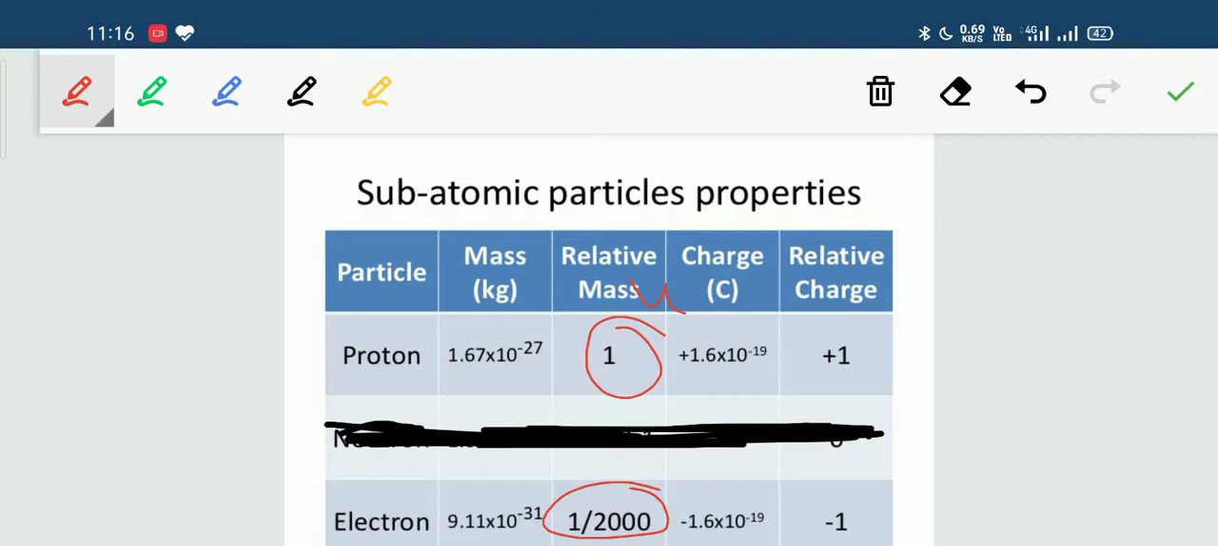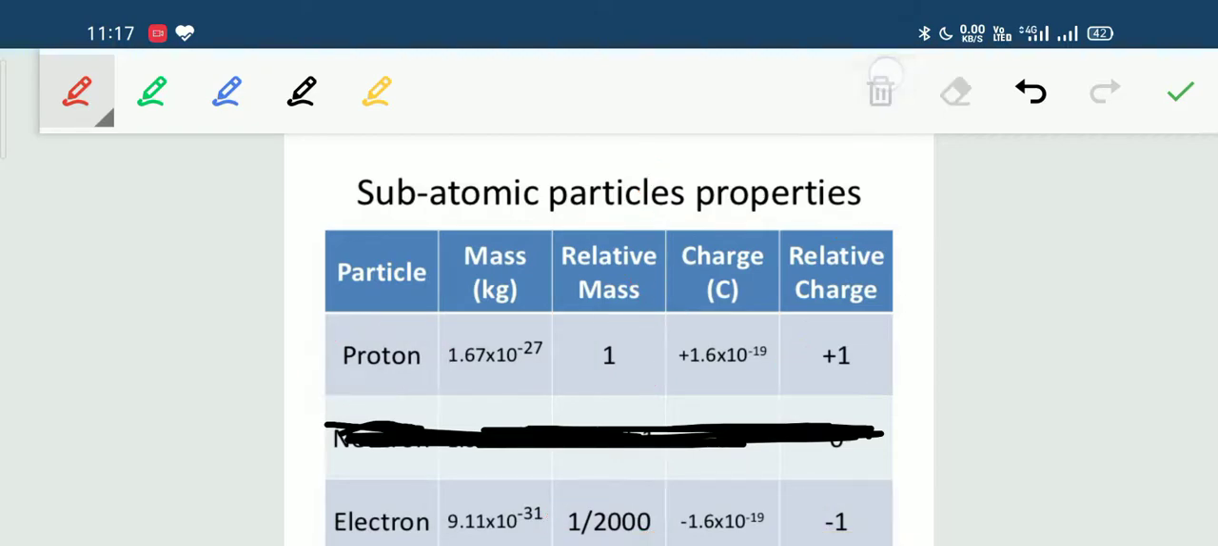Similarly, relative charge of proton is taken as plus 1 and the relative charge of electron is taken as minus 1. So from now onwards in this chapter, we will be using only relative mass and relative charge to express the various properties of electrons and protons respectively.